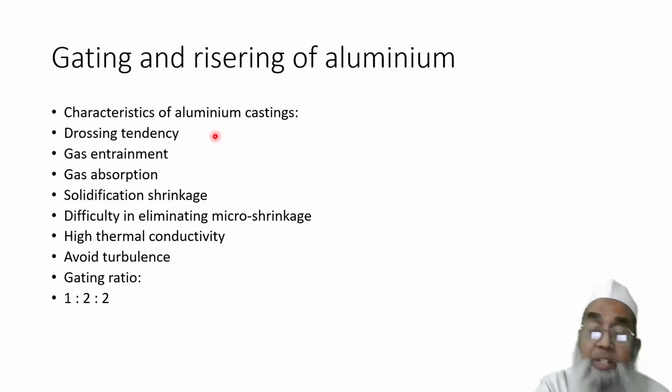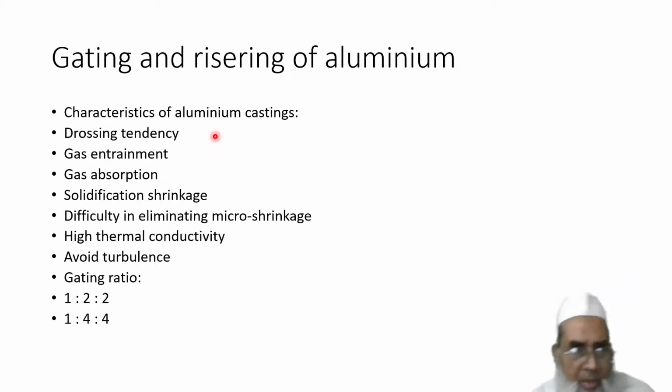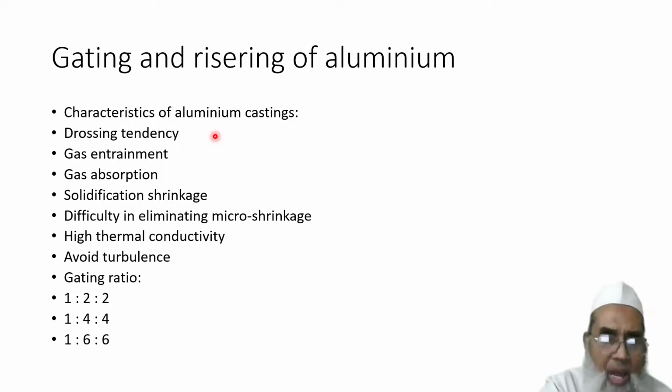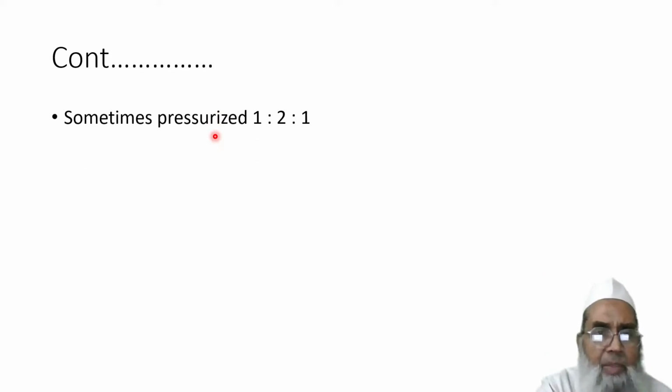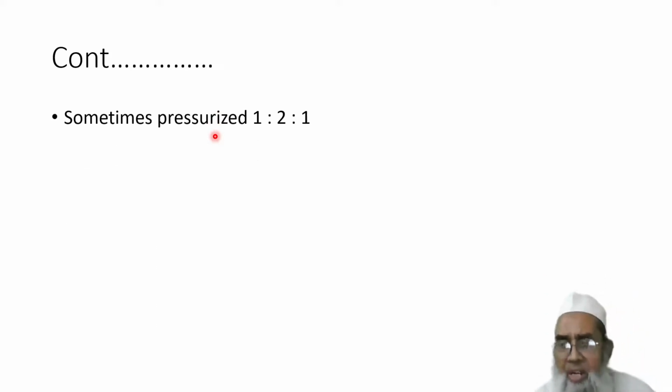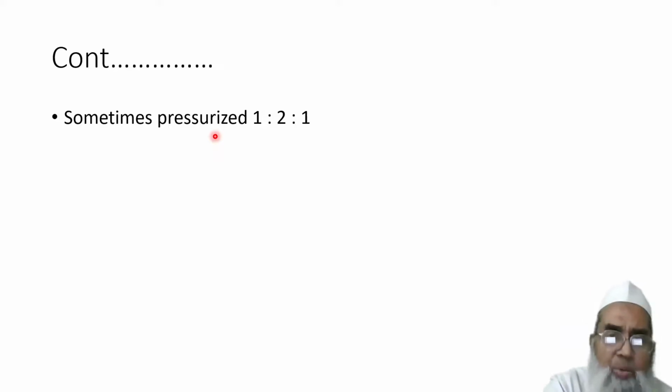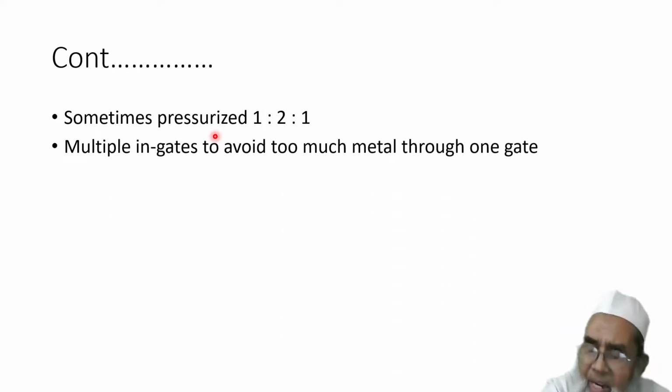One example is 1:2:2, and it can be 1:4:4, depending upon the casting. We need a non-pressurized type of casting, even 1:6:6, but in some cases we go for pressurized casting, if the molten metal is unable to reach each and every corner of the cavity, so that it can indicate parts where the loss of velocity is more.